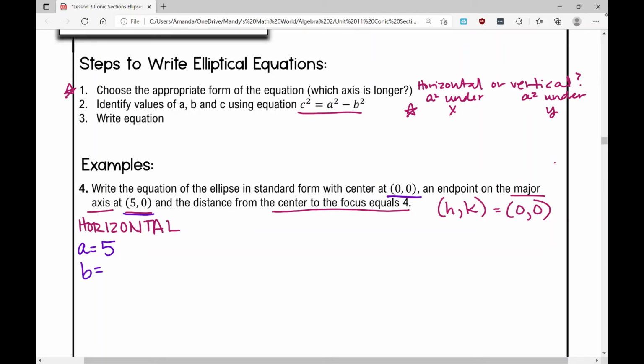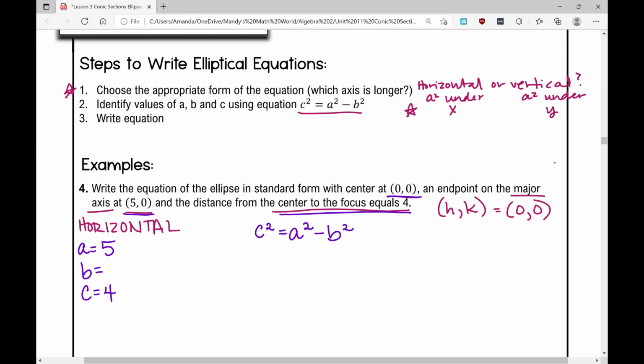Now what's my b value? Because that's the other value I need when I'm writing an equation. Well, I don't know that. I don't know the distance from the center to the co-vertex, but I do know the distance from the center to the focus, and that's our c value. c equals 4. So we're actually going to have to do a little algebra to figure out what our b value is. We know that these values are related using this equation. c squared equals a squared minus b squared.